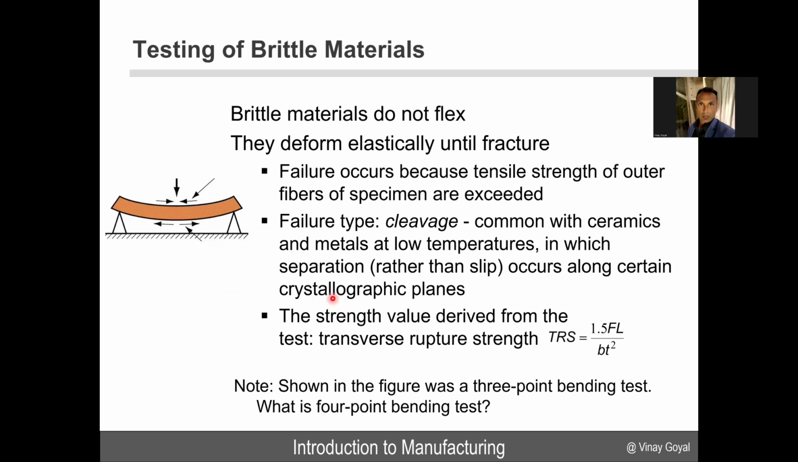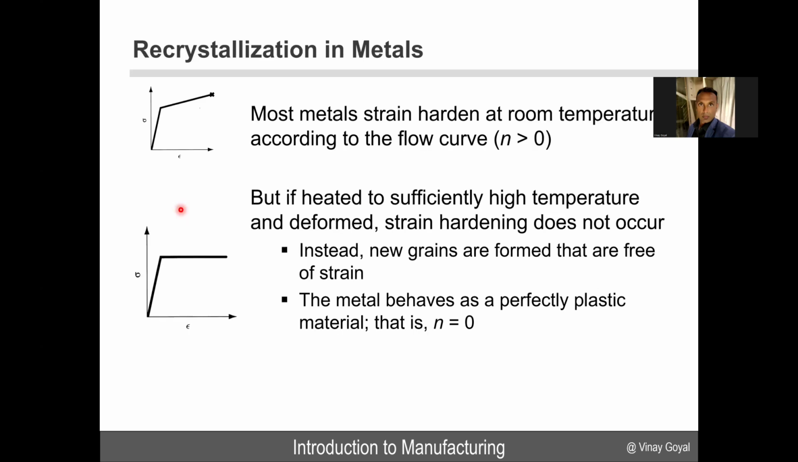The strength values are derived from the test. You can actually determine that. The transverse rupture strength is given by TRS equals 1.5 times the force applied, times the length between the supports, divided by the width times thickness squared. This is for a 3-point bend test, but there's also a 4-point bend test that could be used.